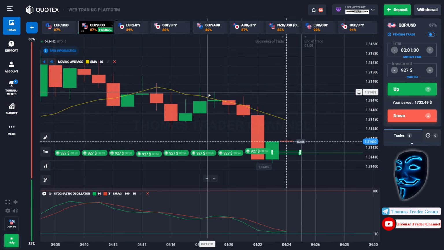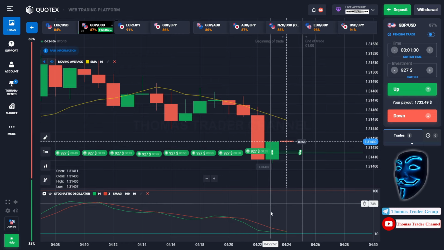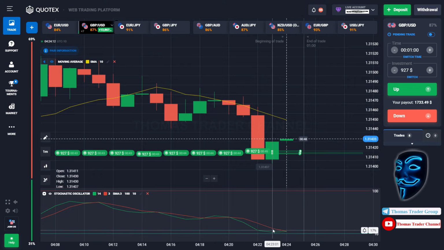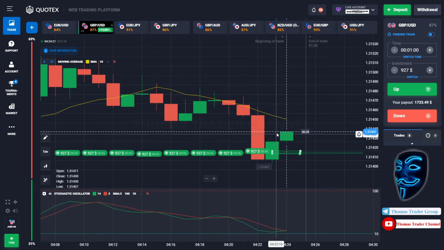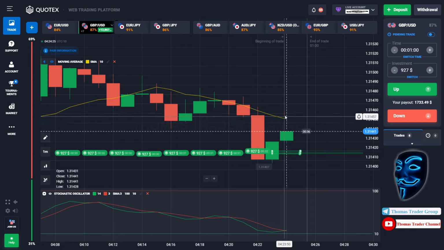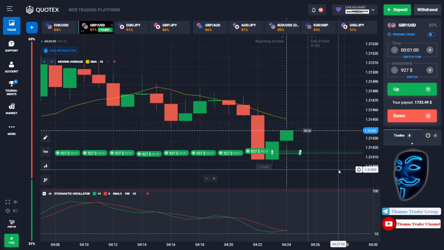As you can see, the market is going bearish, but the market has already touched the oversold area. Like what I said before, when the market has the oversold area, the market will make a rebound and the market will make a correction to the moving average line before it continue the bearish trend. Let's prove it and let's wait till the end of our trade.